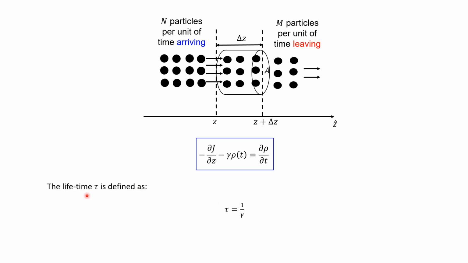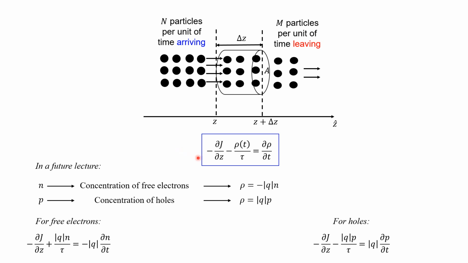And this loss mechanism is more often expressed in terms of the lifetime tau, which is defined as the inverse of the loss rate. So in terms of the lifetime, our equation is reduced to this form. And again, if you want to express this relationship in terms of the concentration of free electrons, we just use this expression for the concentration, and then the equation takes this form. Notice that it's positive here, negative here. And if you do the same for holes, it takes this form. Notice that we have negative here and positive here.